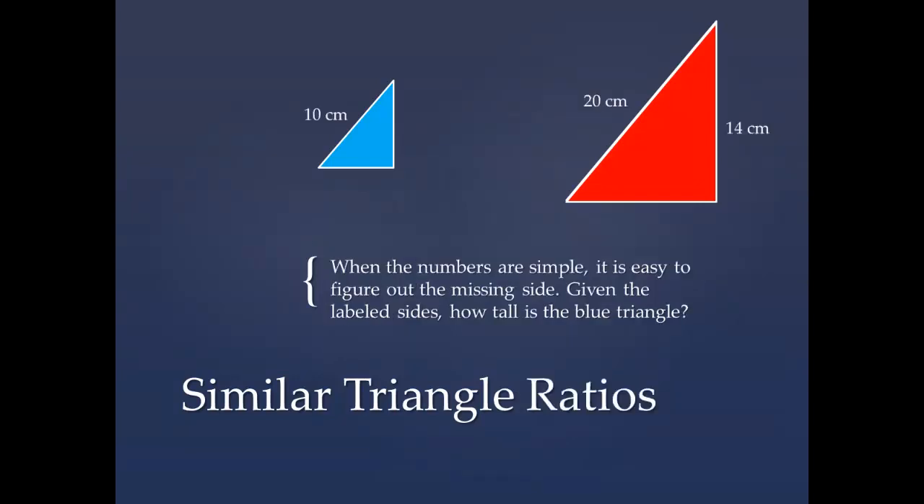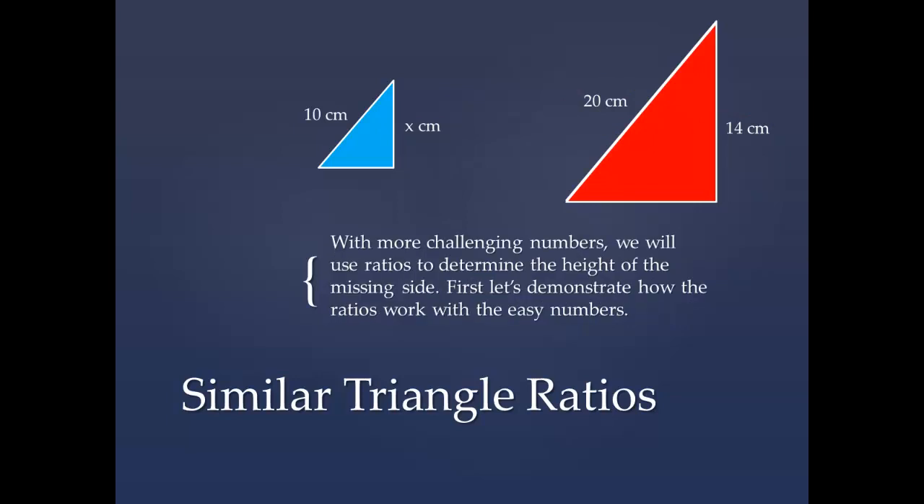When the numbers are simple, it's easy to figure out the missing side. Given the labeled sides, how tall is the blue triangle? It's 7 centimeters because 10 centimeters is half of 20 centimeters, so we wanted the number that was half of 14. With more challenging numbers, we will use ratios to determine the height of the missing side. But first, let's demonstrate how the ratios work with easy numbers.